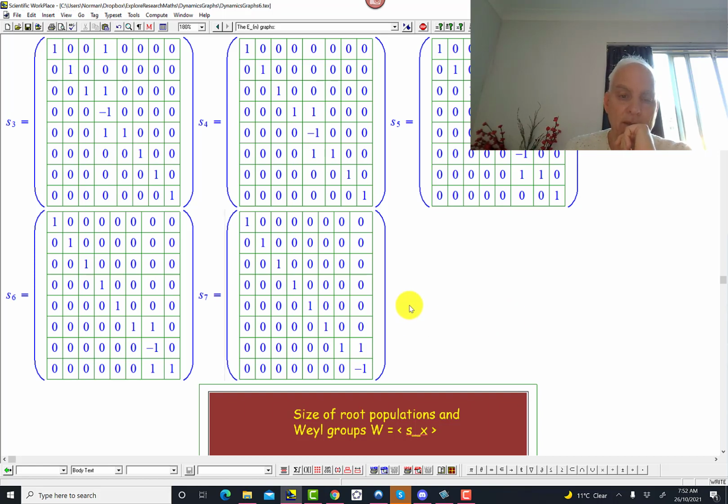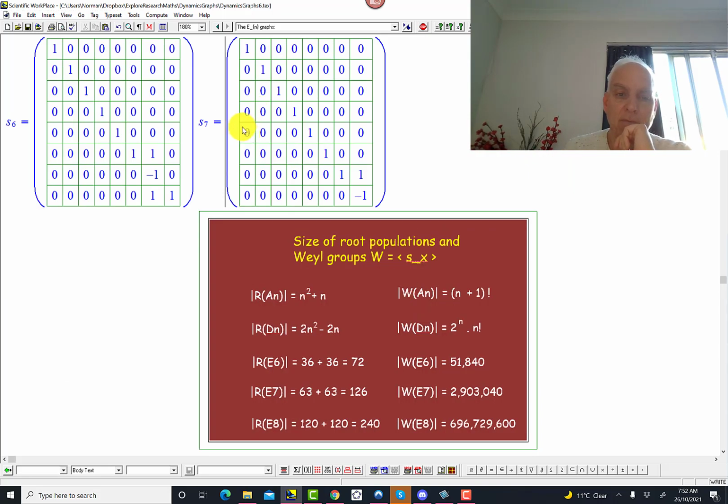So, if you put these things into your computer, you could then try to verify that you've got 696,729,600 possible 8x8 matrices that you can generate using these 8 matrices as generators. So you're allowed to take any products of these matrices as you want, and altogether, then you could end up with this remarkable Weyl group for E8.